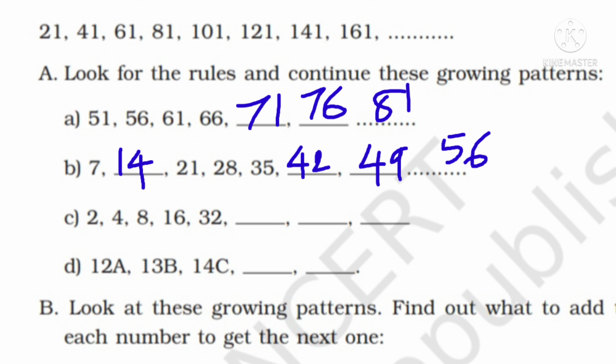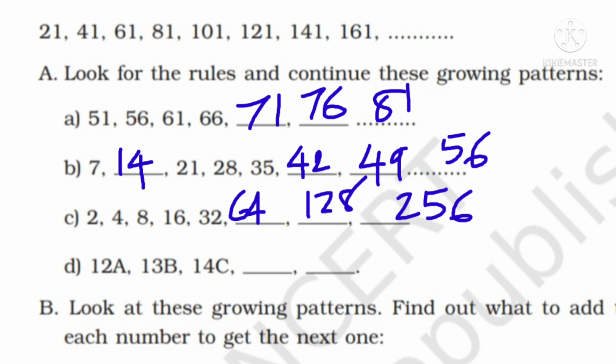2, 4, 8, 16, 32. What can we get? Twice of 2 is 4. 4 plus 4, 8. 8 plus 8, 16. 16 plus 16, 32. So next will be 32 plus 32, 64. 64 plus 64, 128. 128 plus 128, 256.